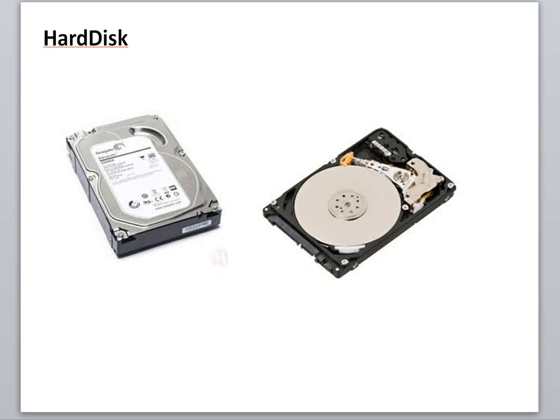I hope everyone understood all these storage devices. Which storage devices have we seen today? First one is floppy disk. Another one is compact disk, that is CD. Next one is digital versatile disk, that is DVD. Next one, pen drive, and last one is hard disk.